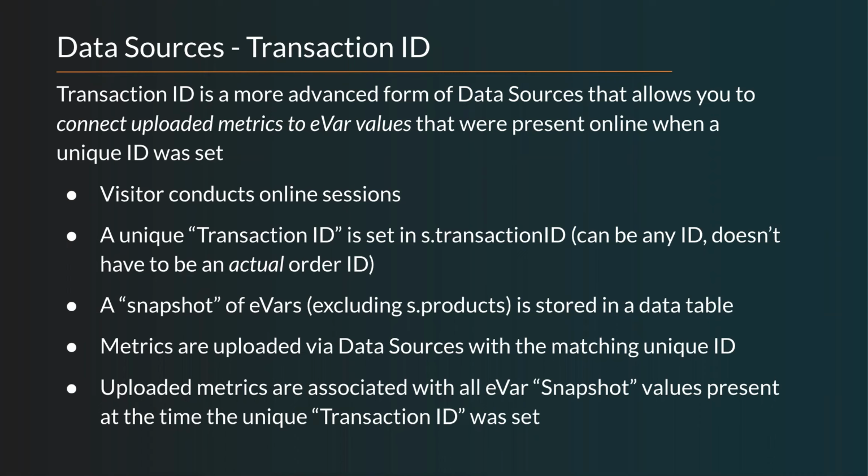When that is set into s.transactionID, what Adobe does is it takes a snapshot of all of the eVars that currently have values, except for products, which is technically not considered to be an eVar, and it stores it in a data table. And that's stored typically for 90 days by default. Then when you upload metrics in the future using data sources, if you upload it with that matching transaction ID, then Adobe will associate those metrics with all of the eVar values that were present when the snapshot was taken. So this is a way that you can bridge the gap between the values that you have in your eVars and offline metrics, which is really powerful.